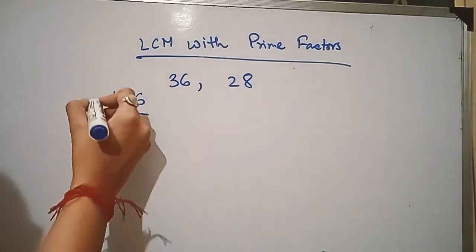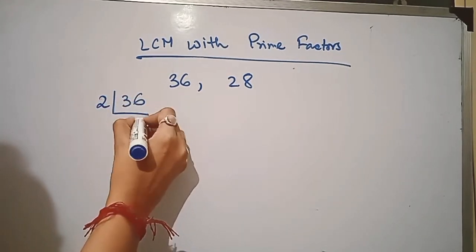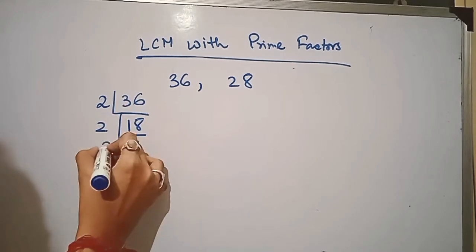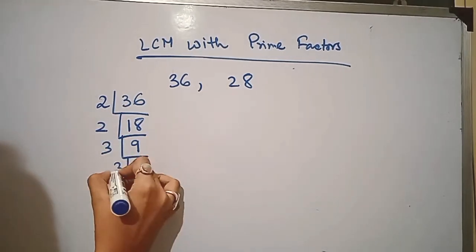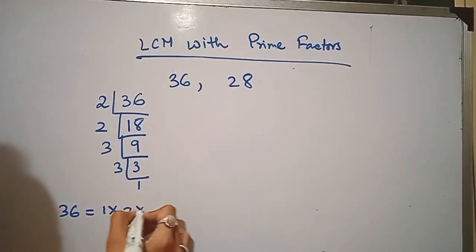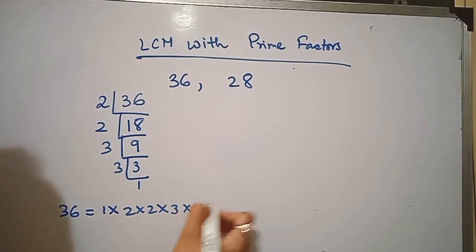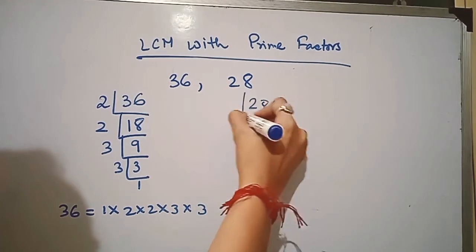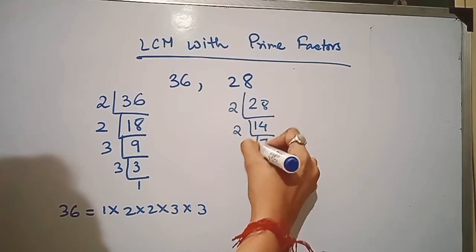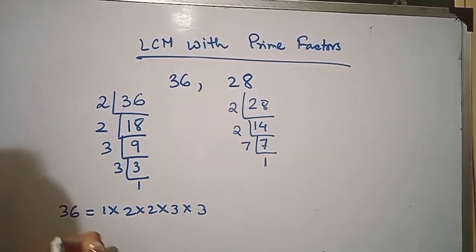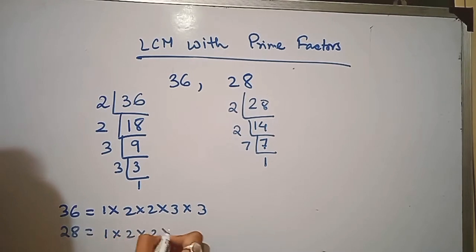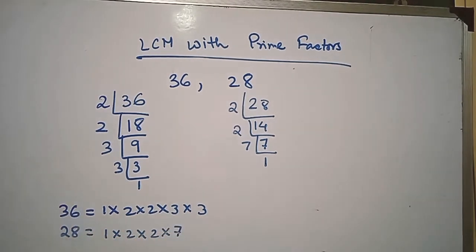So I am going to divide it by 2, that will be 18, then 2, 9, 3 and 1. So the factors of 36 is 1 into 2 into 2 into 3 into 3. Next 28, 2, 14, 2, 7, 7, 1. So 28 is 1 into 2 into 2 into 7. So these are the factors.